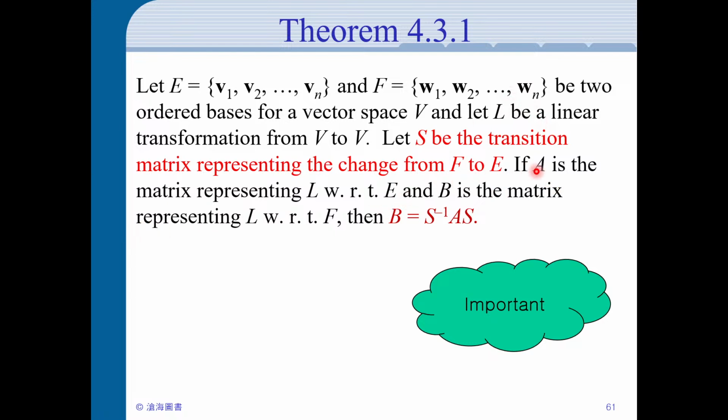Then if we have A being a representative of a linear operator on this n-dimensional space back to itself, we have a representation on E, and we want to find a representation on F. Then the new representation is S minus 1 AS, where S is the transition from F to E. So say if E is the standard basis, then this S is just you listing all the vectors here. Any question about this theorem?